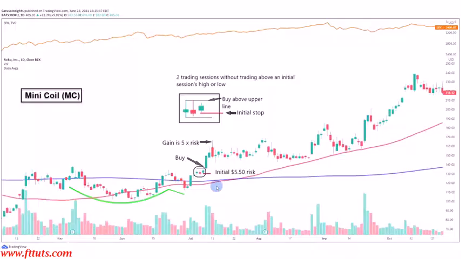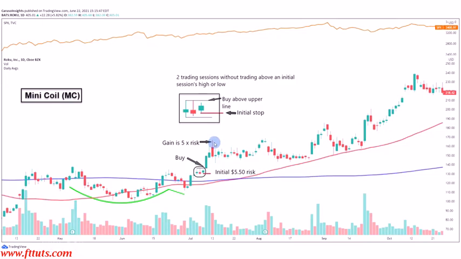But this is a great example of how we had a cup with handle base. We broke out, but there wasn't a lot of initial follow through. If you look here, we broke out, we had 2 days that nested inside that first day, creating that coiling pattern over a 3-day period. And when you broke above that first day, all you had was an initial risk of $5.50, again, on a $130 or $140 stock, which is relatively minimal, and you had a quick expansion to 5 times your risk.